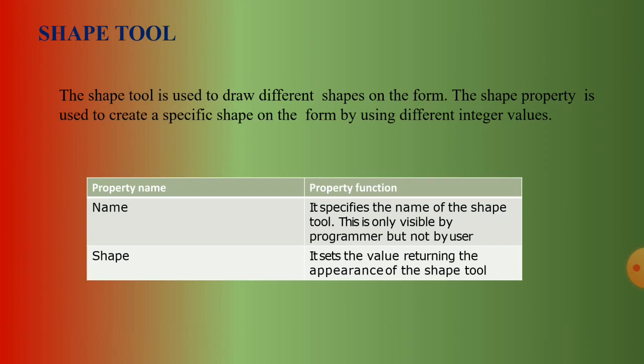Name specifies the name. We can specify a name for the shape tool, and the shape property is used to set the value determining the appearance of the shape tool. That means if you want to make it a circle, we can make it a circle, square, rectangle, or rounded corners. These are the different shapes that are available with the shape tool.